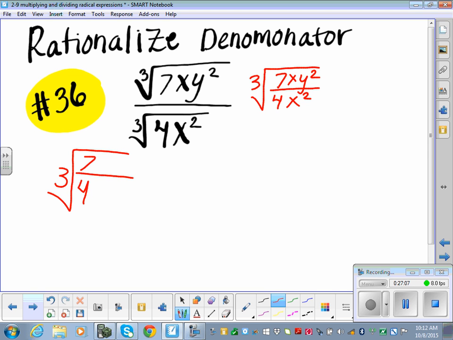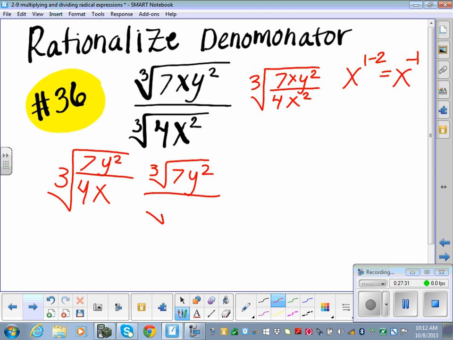This one's almost harder of bringing it together. So we do 1 minus 2, which is -1. So we flip it, right? So we have an x to the first on bottom, right? And then our y's. Any other y's? No, so we have y squared. So then from here, we would split it up. We have the cube root of 7y squared on top, and on bottom we have the cube root of 4x.